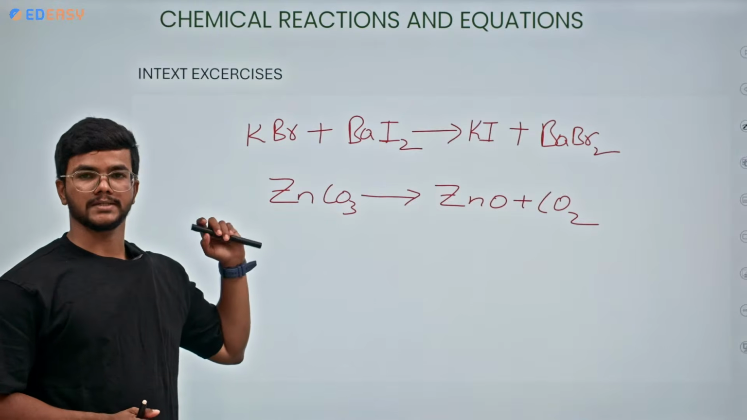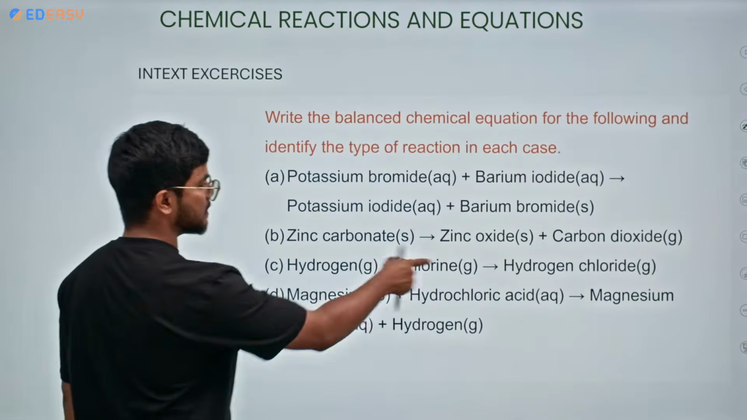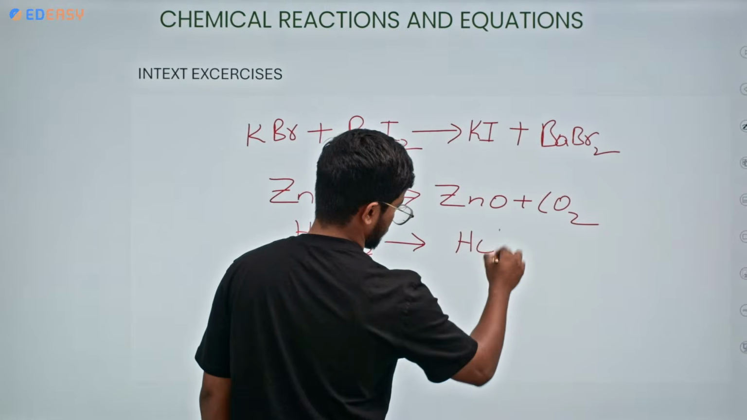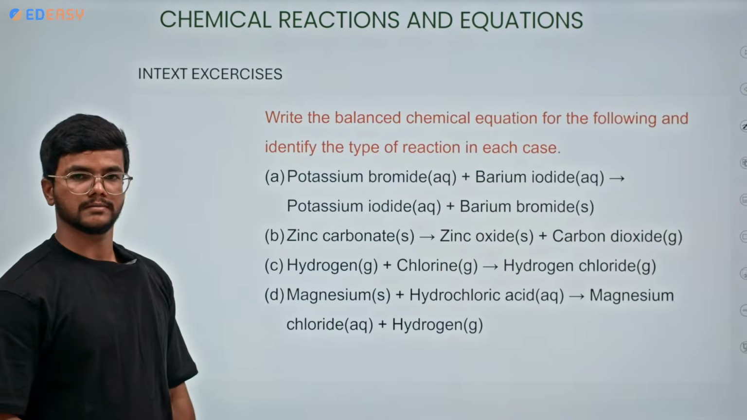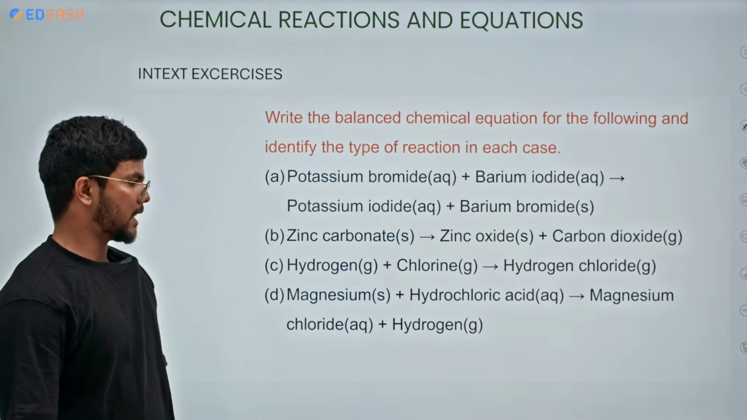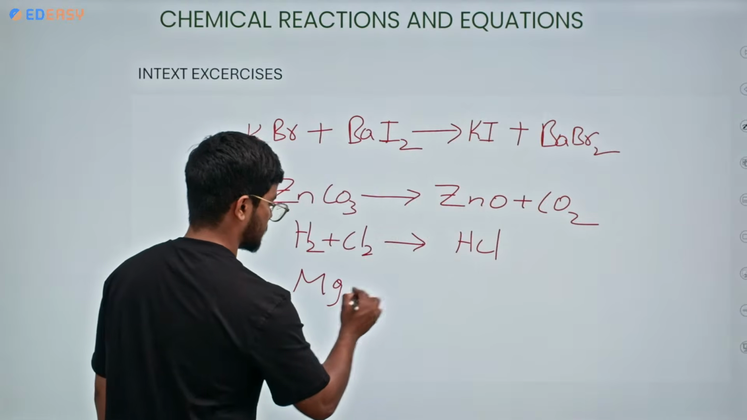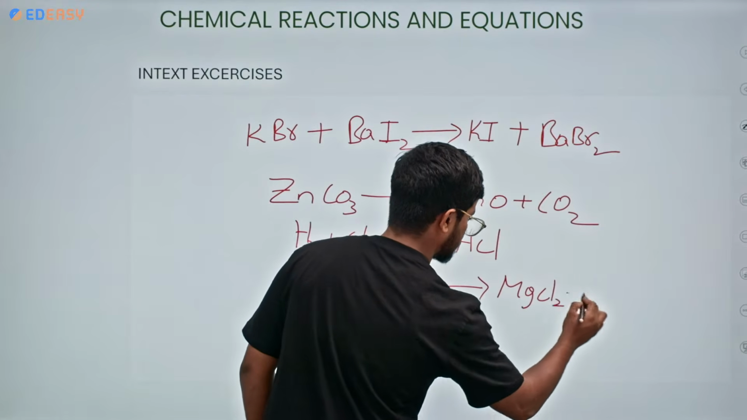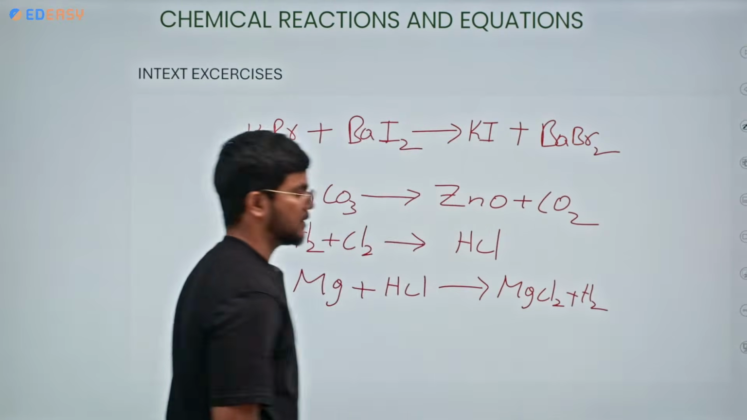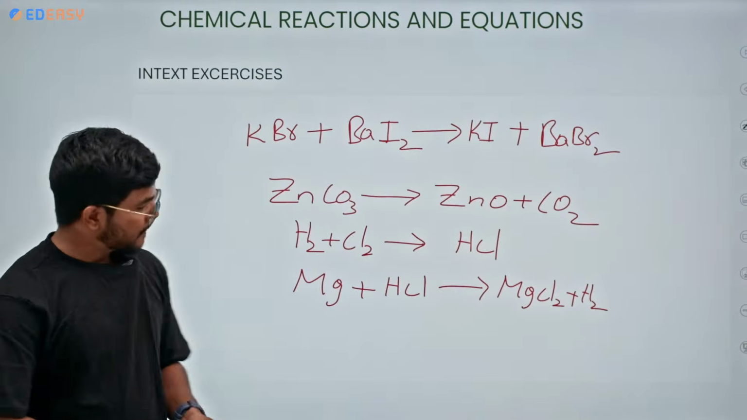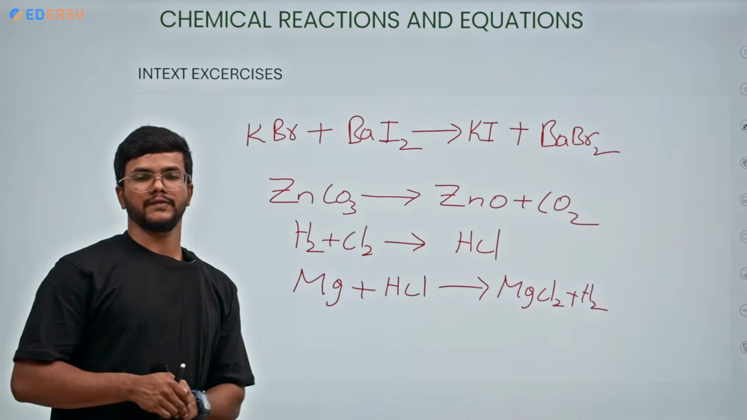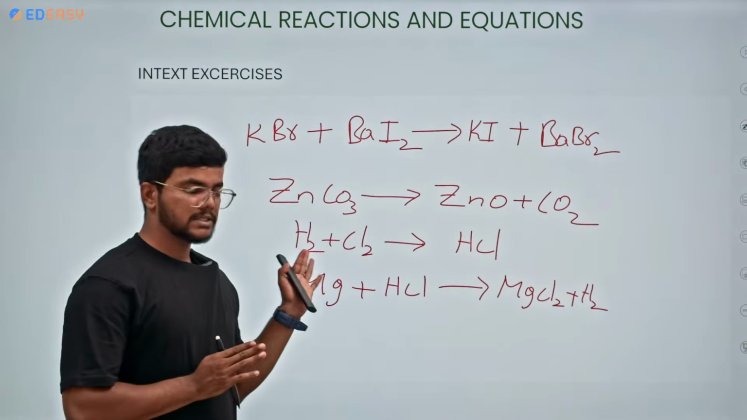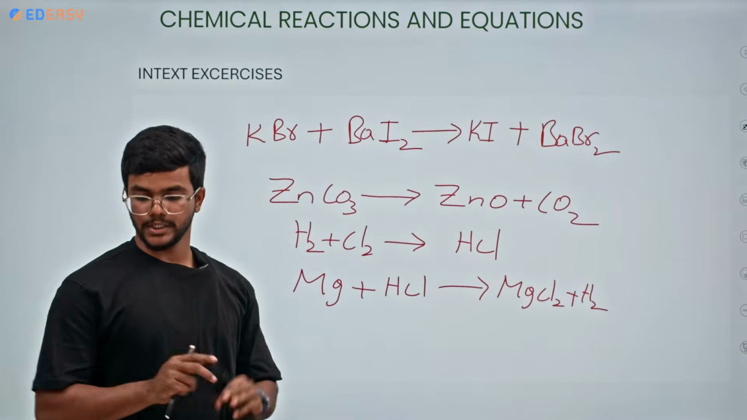It's a decomposition reaction. Okay, next, hydrogen plus chlorine, H2 plus Cl2 gives HCl, is another type of reaction. Next, magnesium plus hydrochloric acid, Mg plus HCl gives what? Magnesium chloride, MgCl2, plus hydrogen gas, H2. So this is how we will write the equation form. Just balance them and post it in the comments. Hope everybody will note down these equations and balance and post it in the comments.